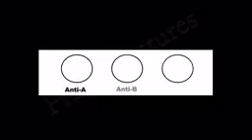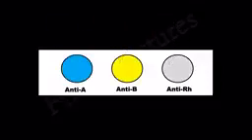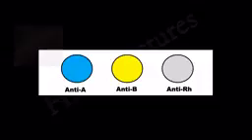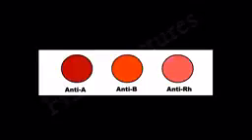We will take a clean glass slide and mark 3 circles. Label them as anti-A, anti-B and anti-RH. We will put a drop of each reagent in the respective labeled circle. Next, we will add 1 to 2 drops of blood in each circle. We will mix the reagent in the blood and observe the slide after some time. Agglutination, that is, visible red granules, will confirm the presence of antigens. No agglutination means the antigen specific to the target antibody is absent.